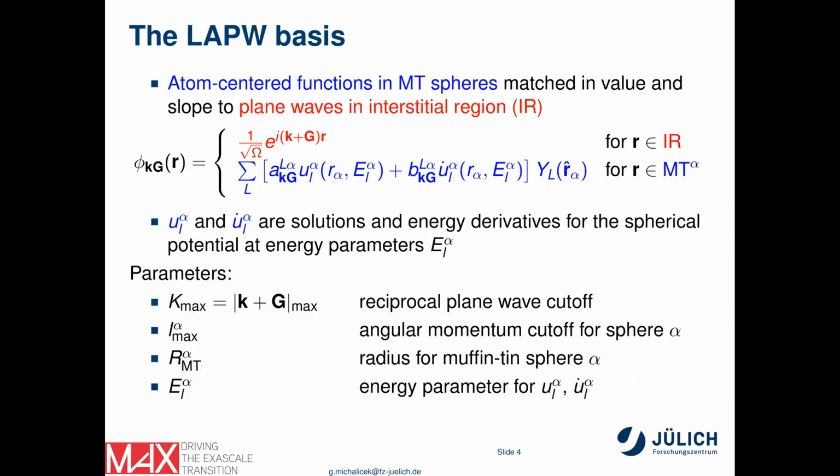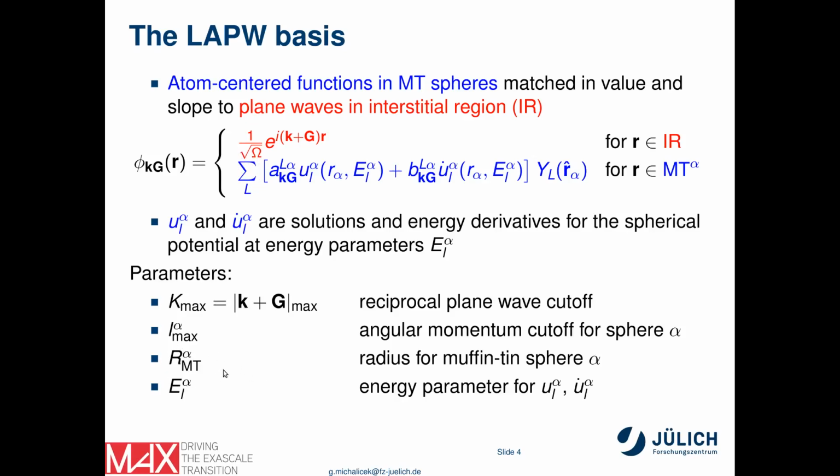So we already have some parameters that enter this description. The most important one is K max, the reciprocal plane wave cutoff that determines the basis set size. If you have a look at the plane waves in the interstitial, this K max determines how many of these plane waves enter our basis set. Then there is also the L max parameter, an angular momentum cutoff for each muffin-tin sphere, and this determines up to which L the sum in the muffin-tin sphere goes.